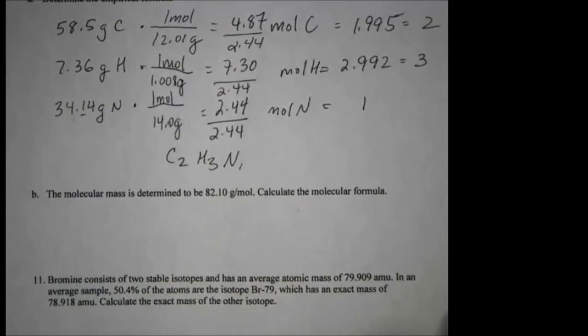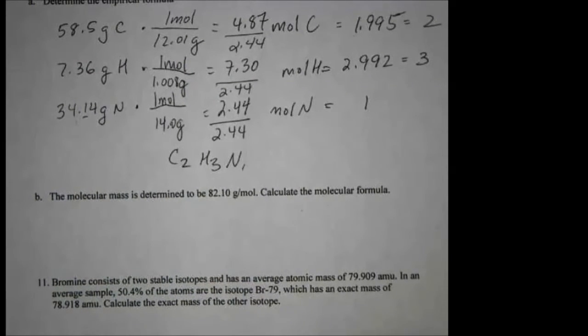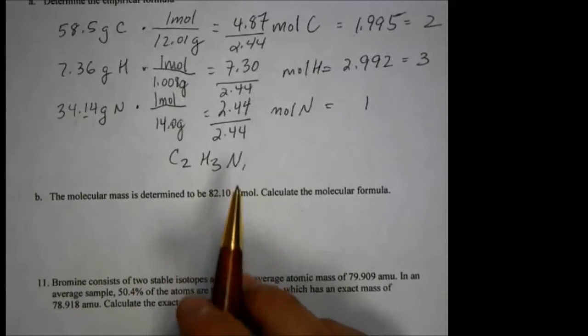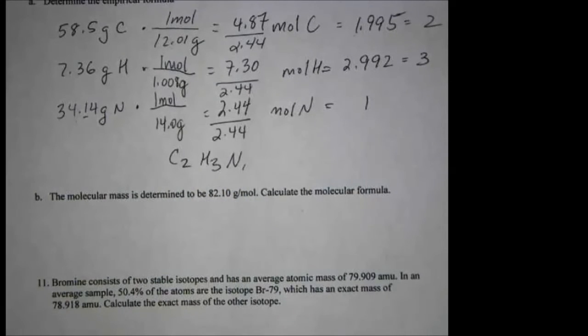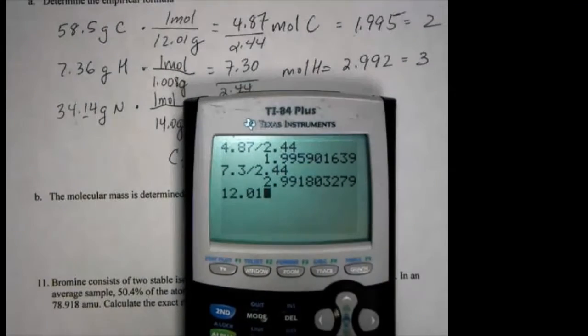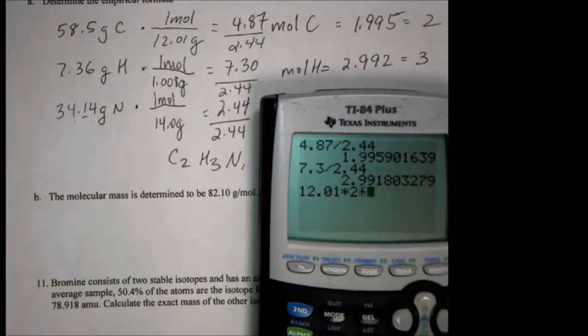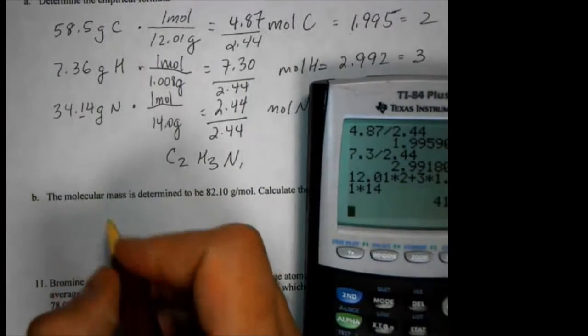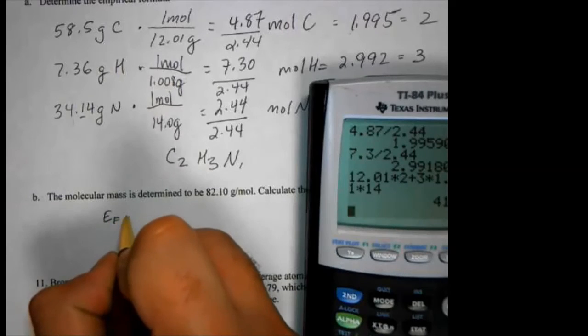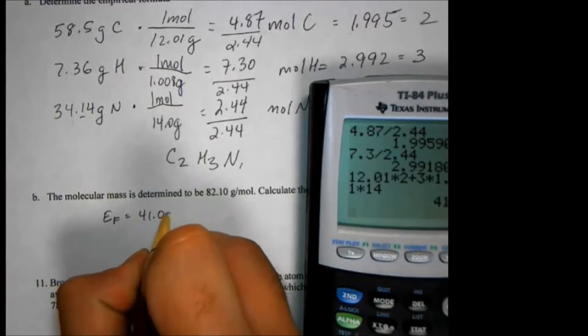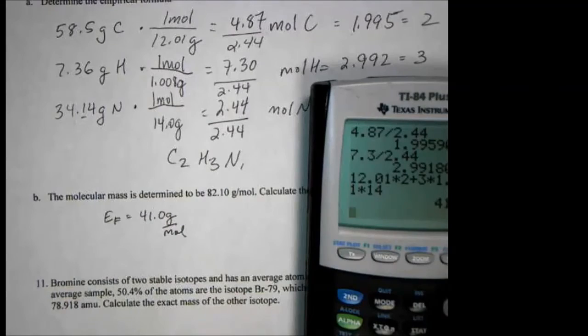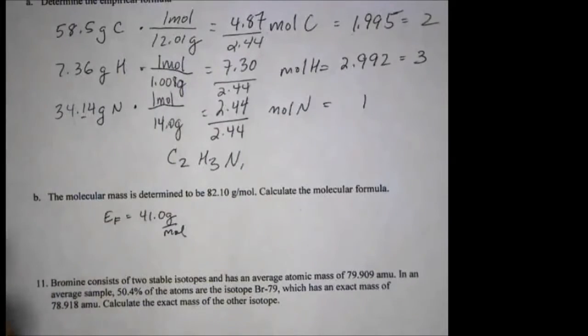based on the molecular mass of 82.1 grams per mole. So in this case, we can come up with the empirical formula weight. That's going to be 12.01 times 2, because there's 2 of them, plus 3 times 1.008 plus 1 times 14. That's going to give us an empirical formula weight of 41.0 grams per mole.